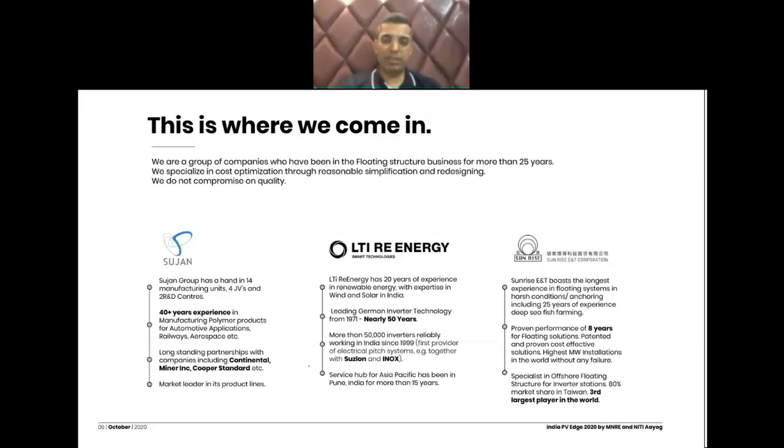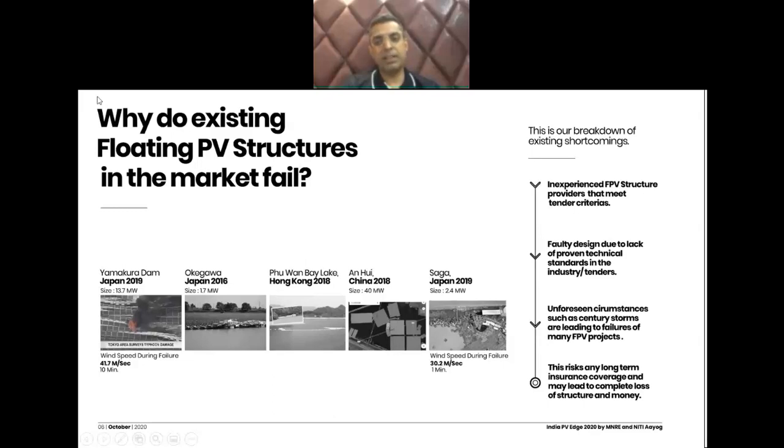When it comes to Sujan and LTI RE Energy, Sujan is basically a group having 14 manufacturing locations in the country, 4 joint ventures, 2 R&D centers, and over 40 years of manufacturing experience in polymer products, mainly in automotive, railroad, and aerospace product lines. LTI RE Energy is the company with a lot of renewable energy background, over 20 years of experience, and almost 50 years of inverter technology experience out of Germany.